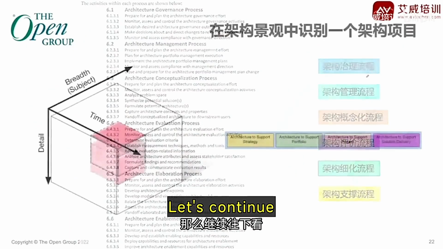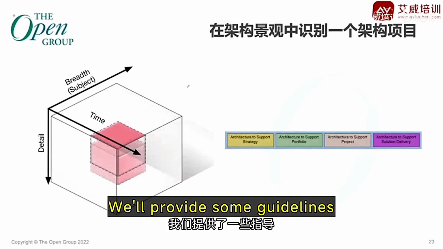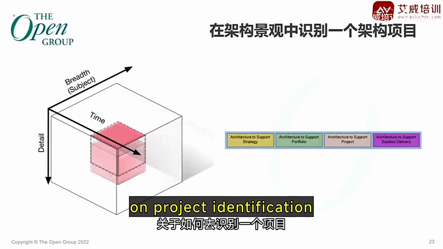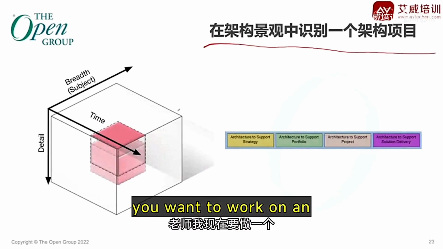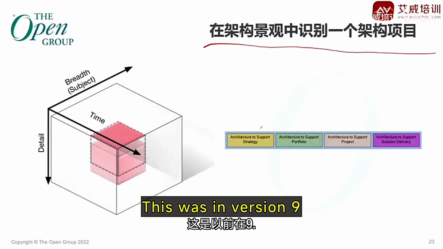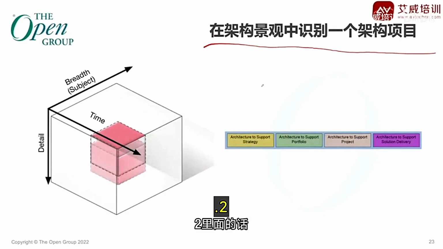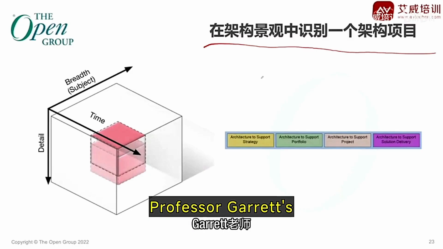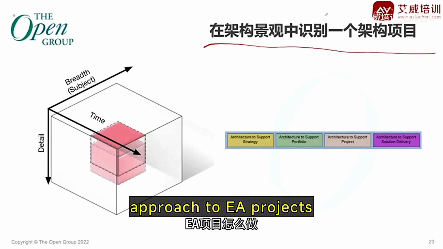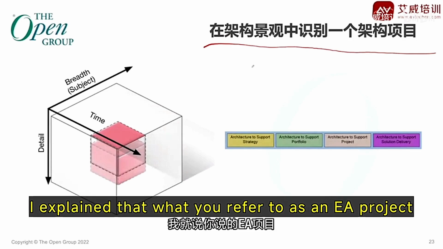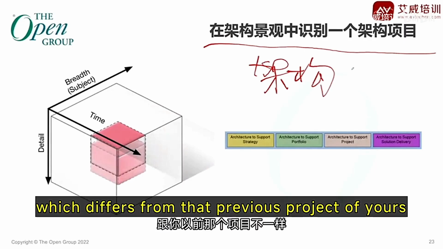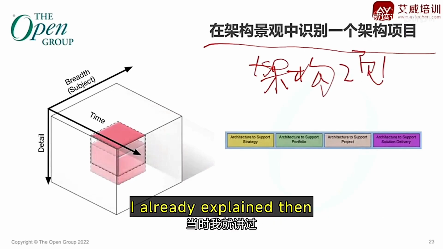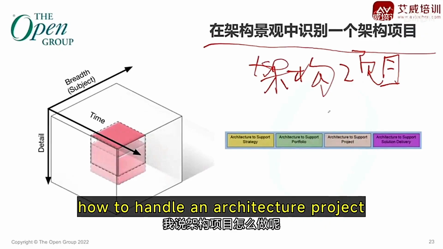Let's continue. We'll provide some guidelines on project identification. Let's say you want to work on an EA project. This was in version 9.2. You asked me about Professor Garrett's approach to EA projects. I explained that what you refer to as an EA project is actually called an architecture project, which differs from that previous project of yours. We call it an architecture project. I already explained that.